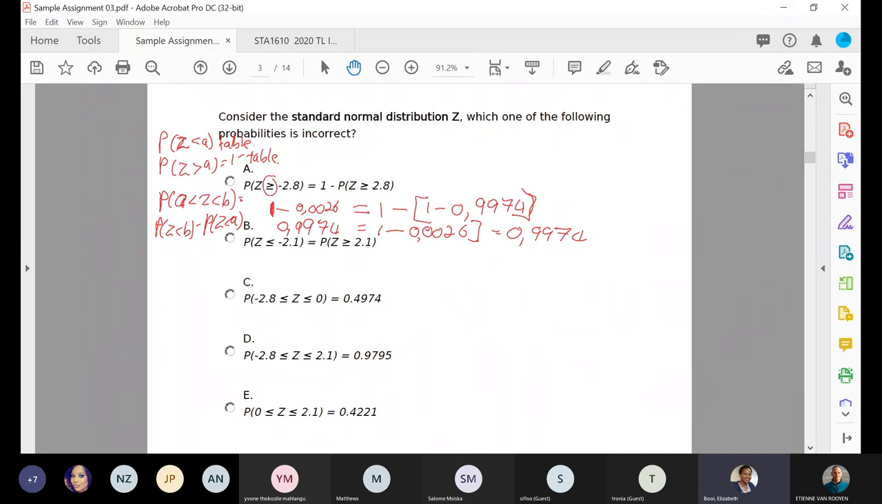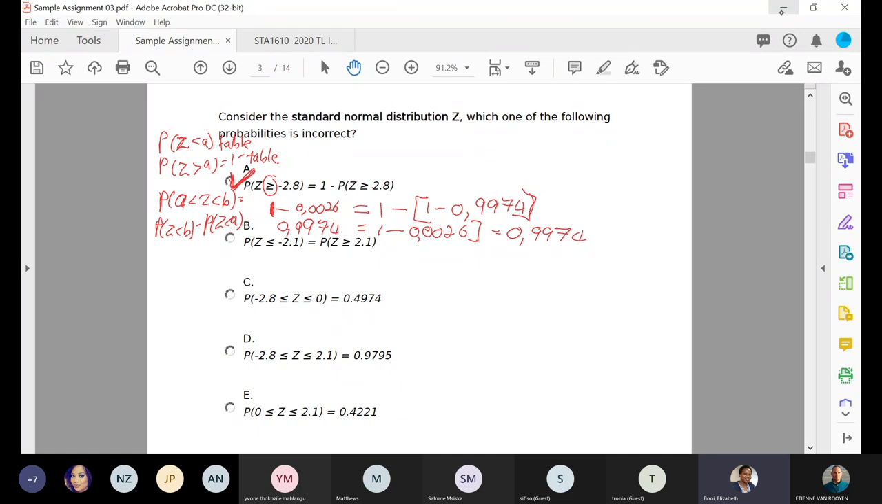So because this side has a sign of greater than or equal, this side and that side are equal. So therefore, this question is correct. That is the correct one. So let's go to B.